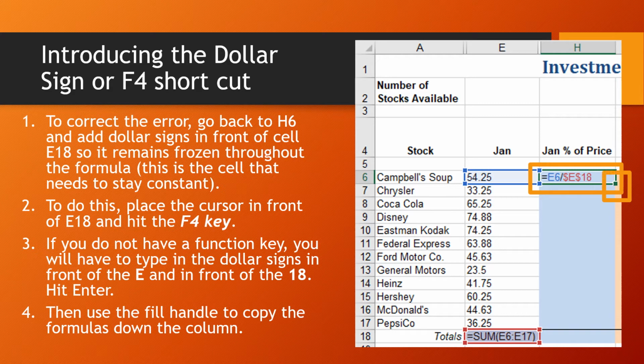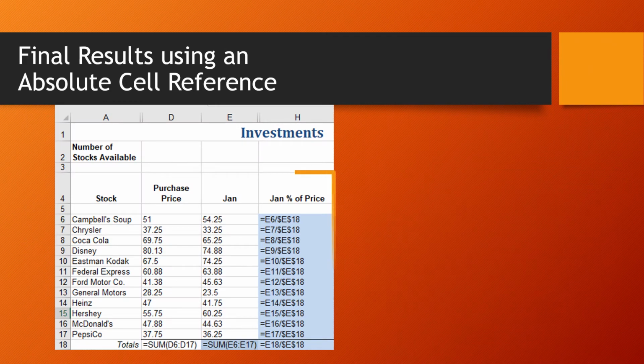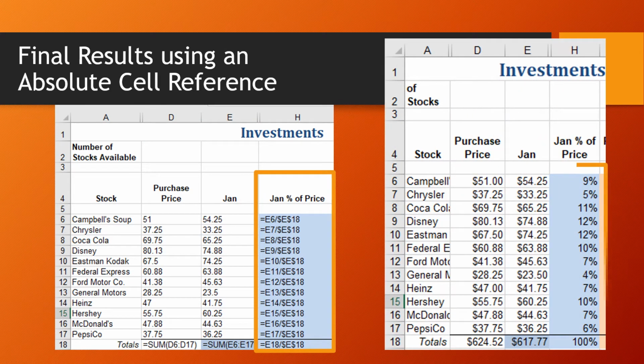Now we can use the fill handle to copy the formulas down the column because we have told Excel about the exception. If we look at the examples now, when we use the fill handle down the column H, notice there is no longer an error. If we look at the actual answers, we're going to see on the example to the right that we have all the percentages in, and when we get to the very last cell, it equals 1 or 100%.